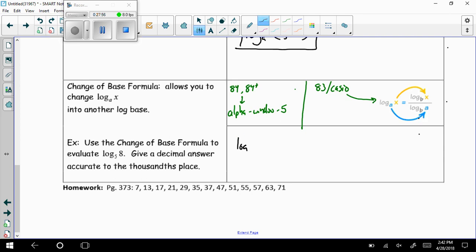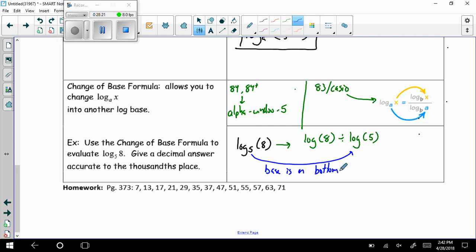Looking at log base 5 of 8, to evaluate what this is, you would have to type the following in the calculator. Log of 8 divided by log of 5. And the way that I remember it, the base is on the bottom. And so you would plug this into a calculator, and you would end up getting 1.292. So here's what I would ask you to do. If you have an 84 and 84 plus, make sure that you can end up with 1.292 using your way.